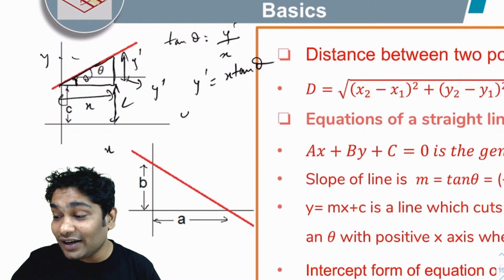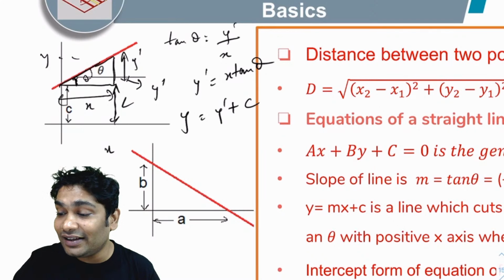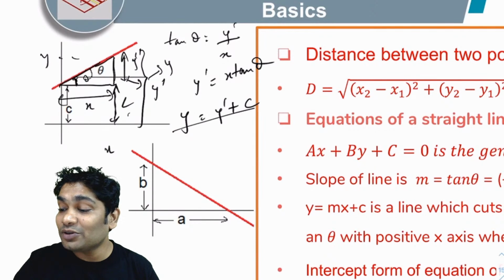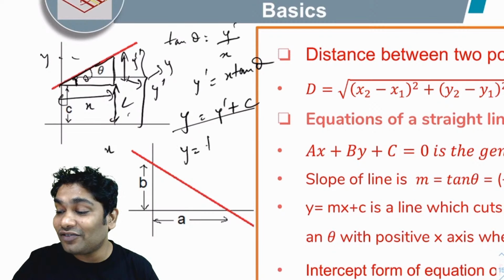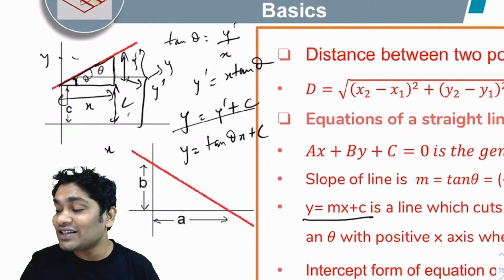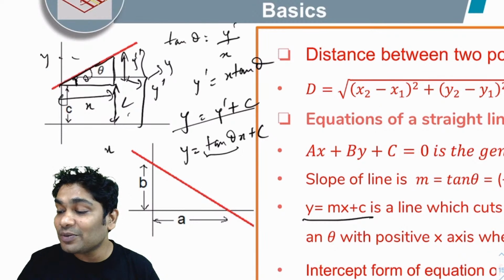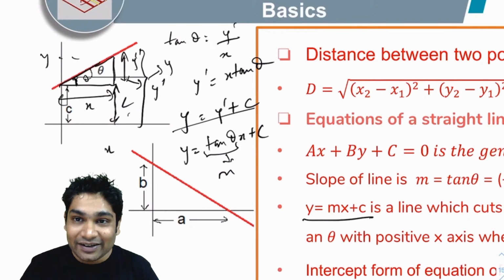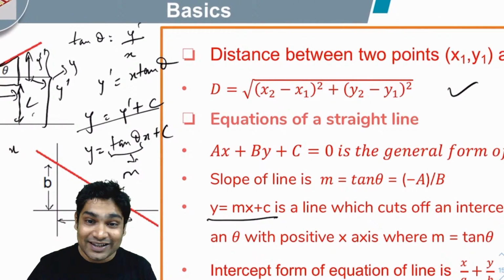So you will realize your y is nothing but y dash plus c. This entire length is y, and this y is nothing but y dash plus c. When you substitute it here, you get your equation y equals tan theta x plus c, which is y equals mx plus c. This you represent as m, this is the slope. So that is where y equals mx plus c comes from.